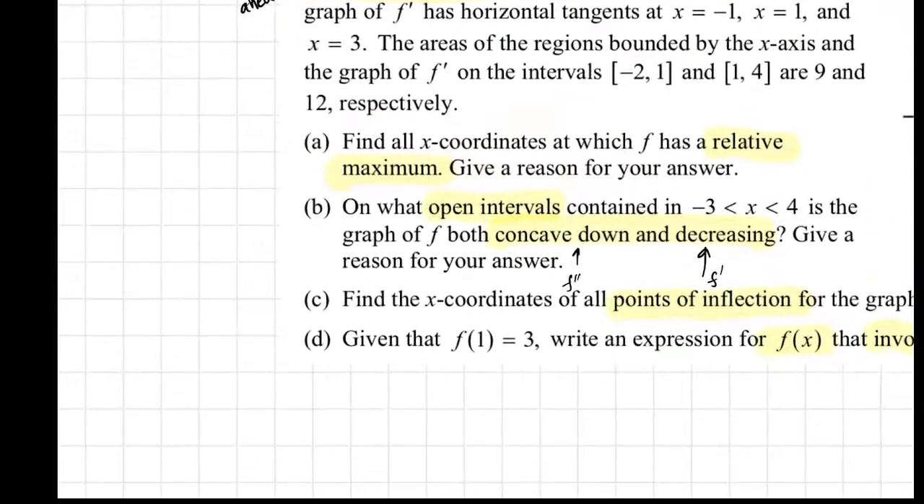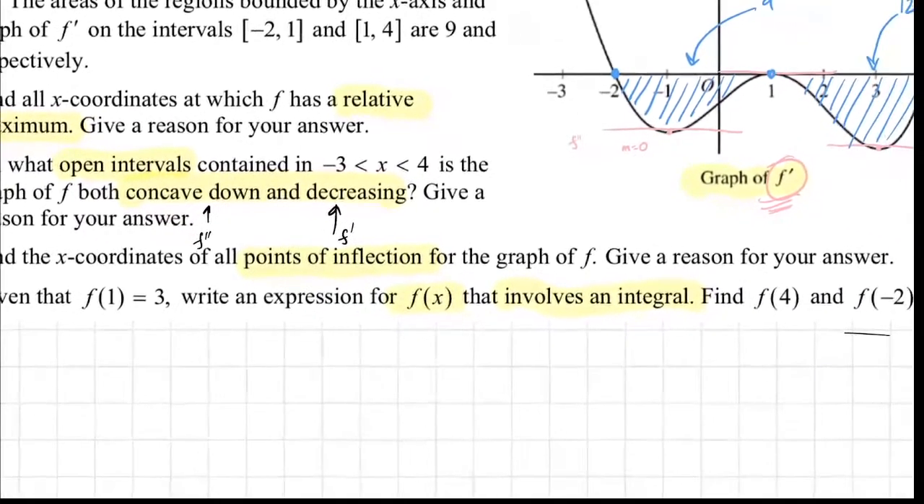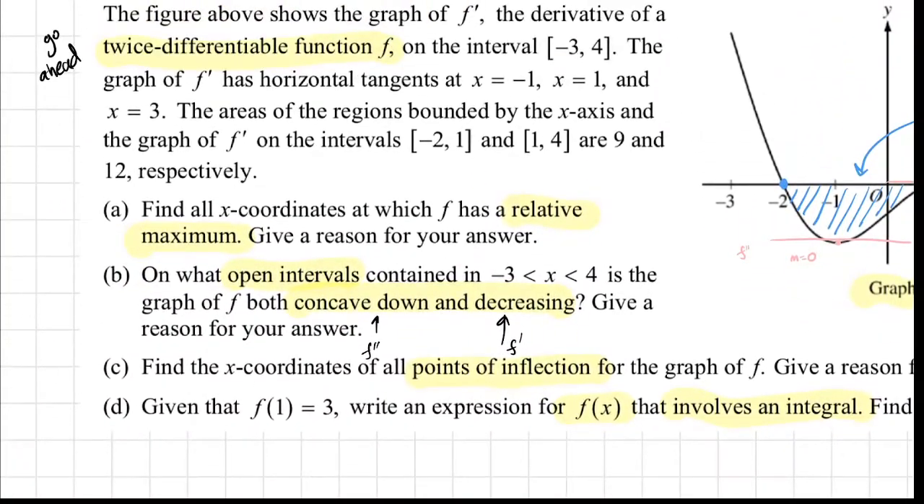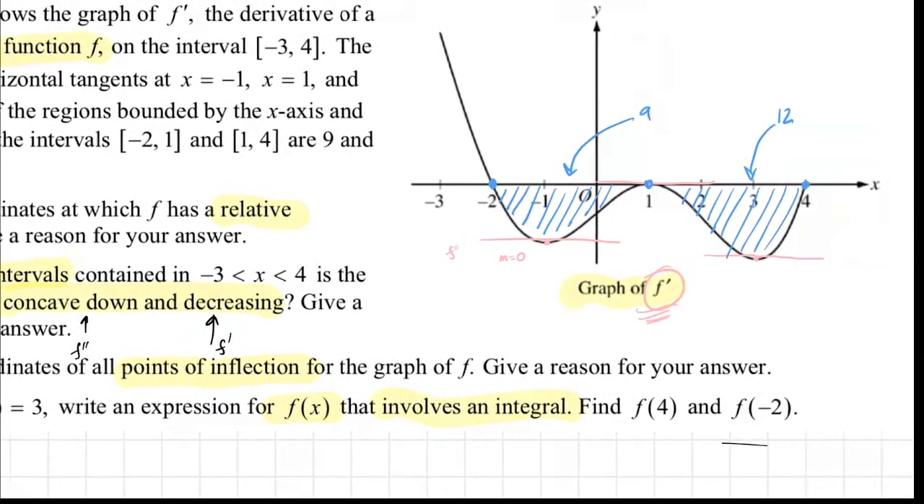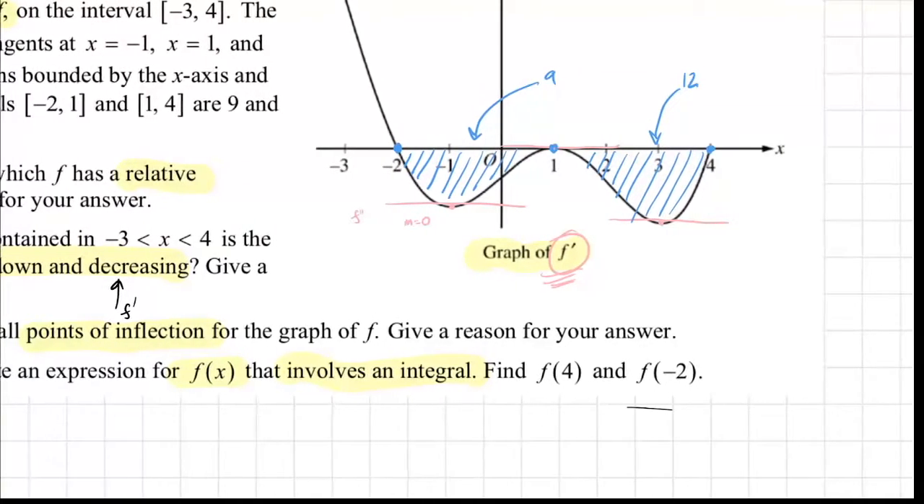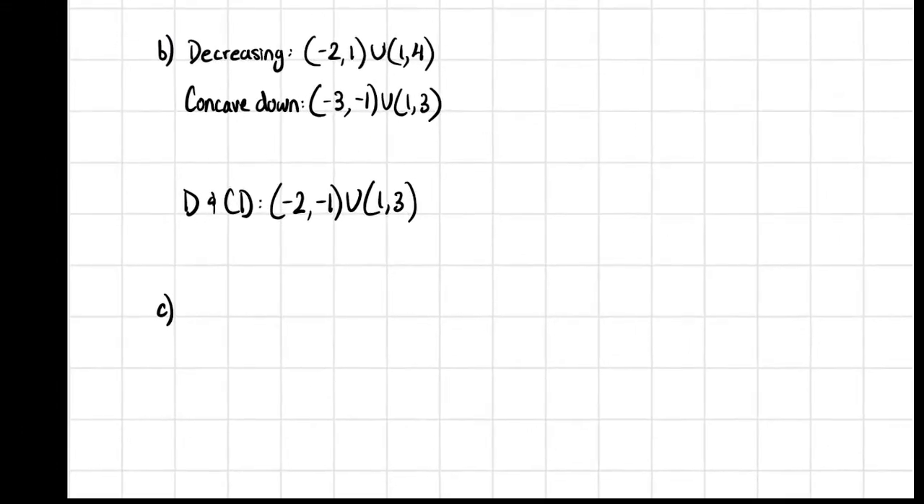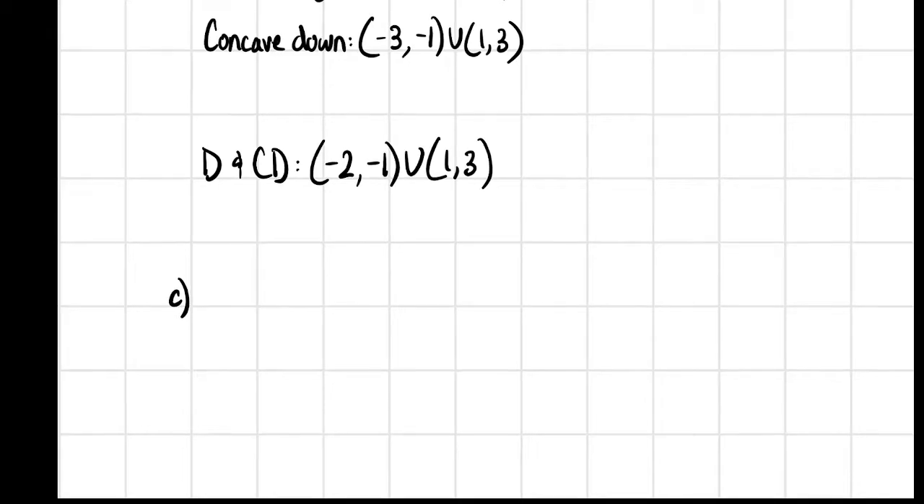Now for C, find the x-coordinates of all points of inflection of the graph of f. So this is when we're going to go back to what is said here, where it says f prime has horizontal tangents. The derivative is the slope of the tangent line. It's essentially saying the second derivative at these points is equal to 0. And that is our precondition for a point of inflection.